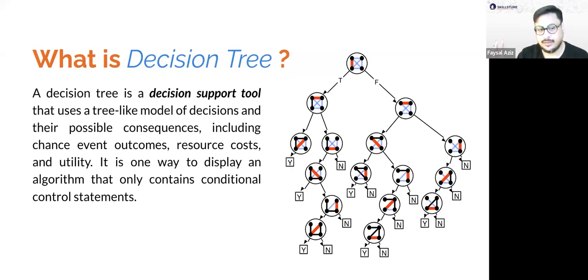So again, something off Wikipedia I took. A decision tree is a decision support tool that uses a tree-like model of decisions and their possible consequences, including chance event outcomes, resource costs, and utilities. It is one way to display an algorithm that only contains conditional control statements. Again, when you take formal definitions, I find myself left with more questions than answers. So let's take a more realistic approach.